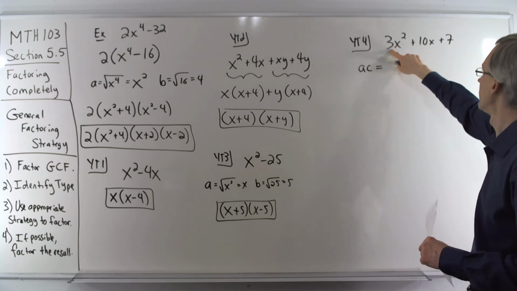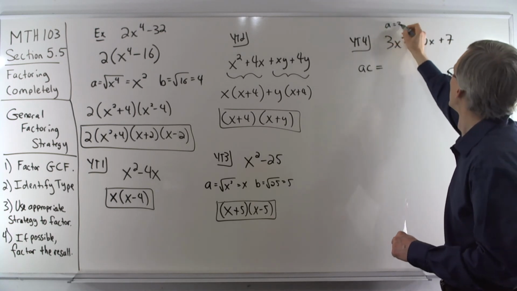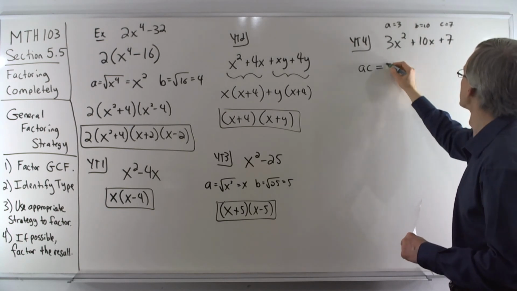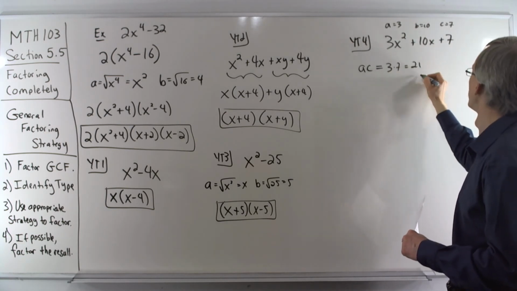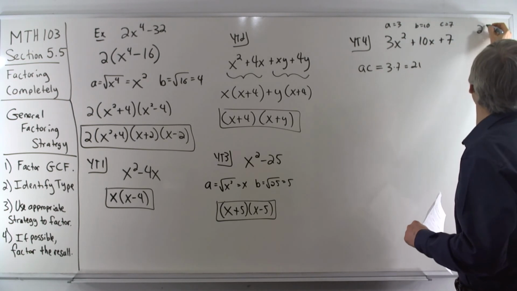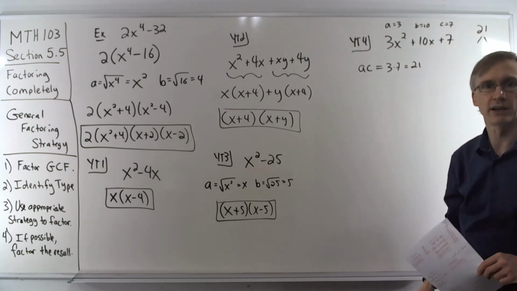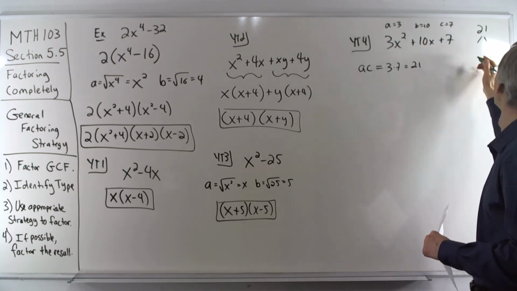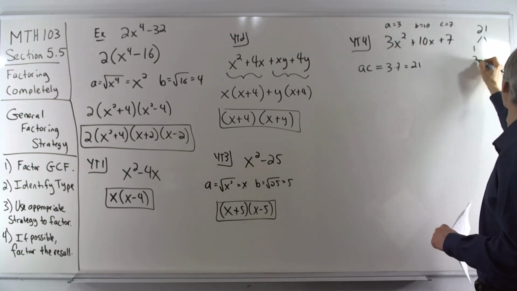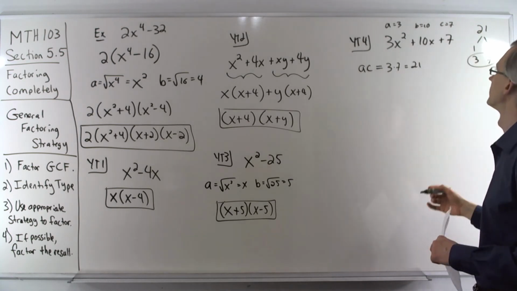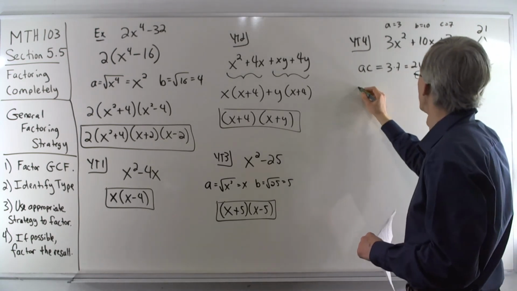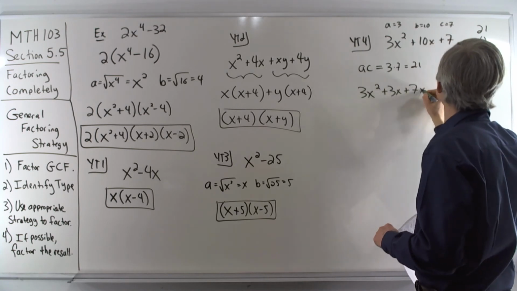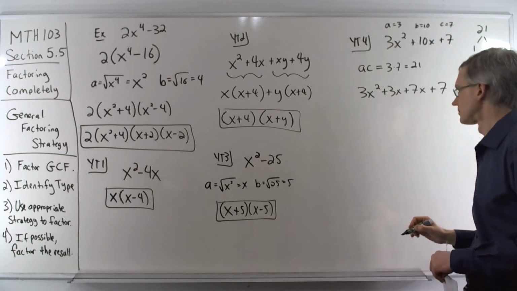All right, A is 3, B is 10, and C is 7. So A times C is 3 times 7, or 21. All right, now we'll break up 21 into factors and see which of those pairs of factors will add together to get 10. So we got 1 and 21 and 3 and 7. So it has to be 3 and 7. So that's how we're going to break up that middle term. So we get 3x squared plus 3x plus 7x plus 7.